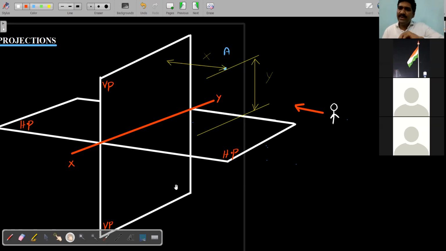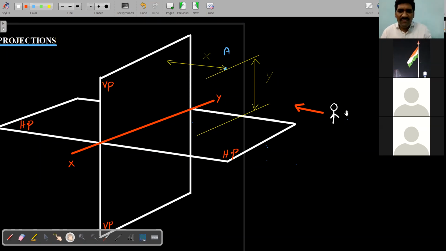Anyway, I'll repeat all those things once again. Let us see about the position of the body in the first quadrant. Again, repeating, all of you. How to identify in the examination that the body is in the first quadrant? The body is lying some distance above the horizontal plane and some distance x in front of the vertical plane. What is observer position? This is the observer position.